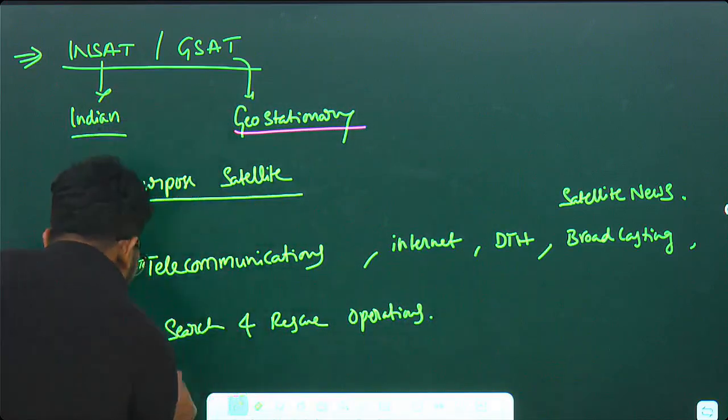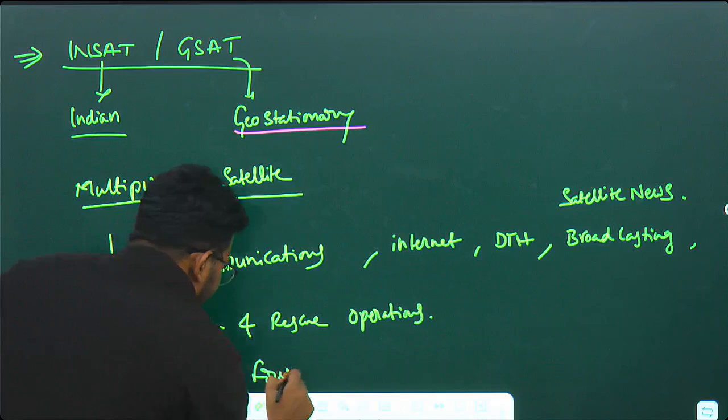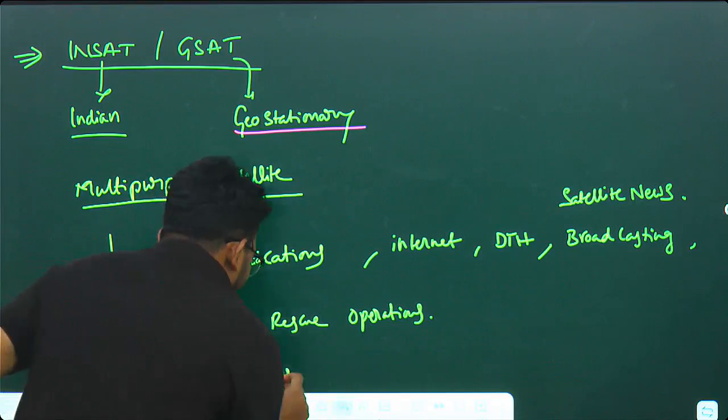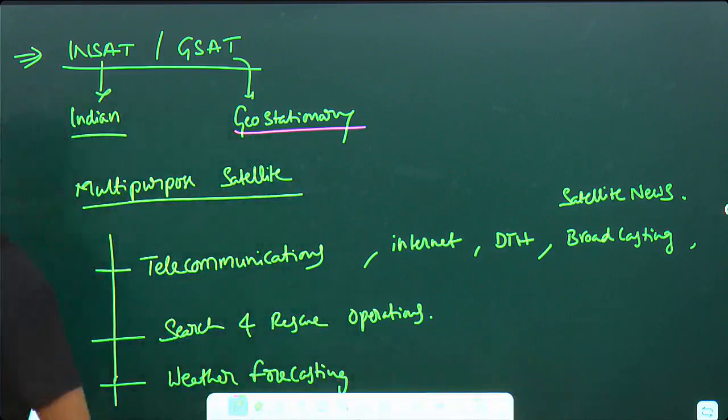Okay, next, weather forecasting. But which one is more effective? Weather forecasting, in bracket write down RS and EOS are more effective. Remote sensing and Earth observation satellites are more effective.